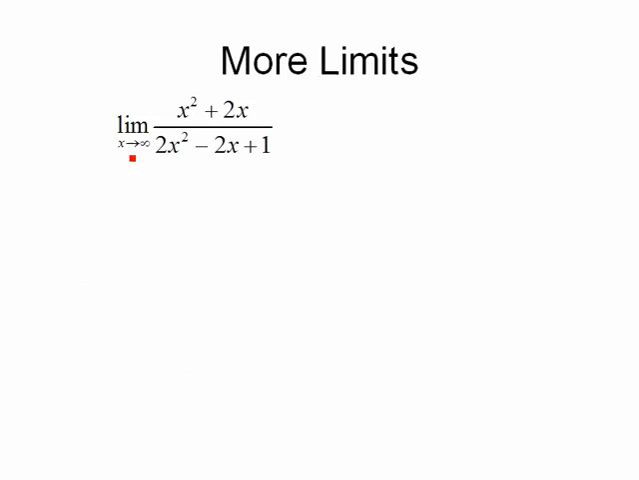All right, so onwards we go. More and more limits. The limit as x approaches infinity, so now we're doing a limit at infinity, of a fraction, x squared plus 2x divided by the quantity 2x squared minus 2x plus 1.